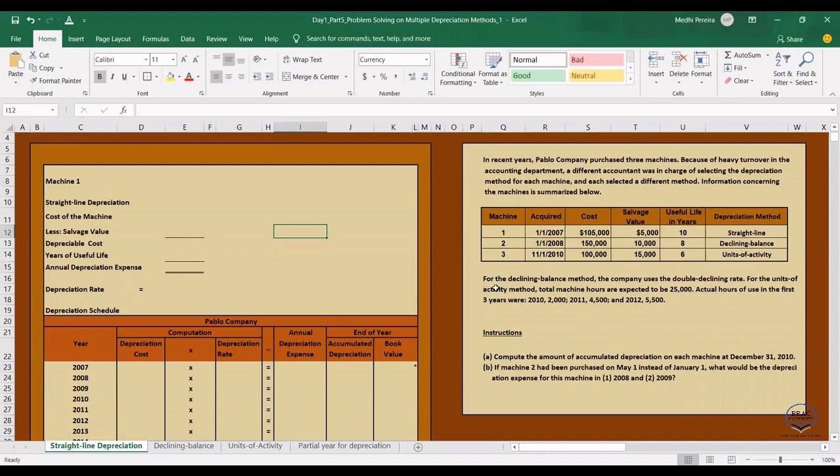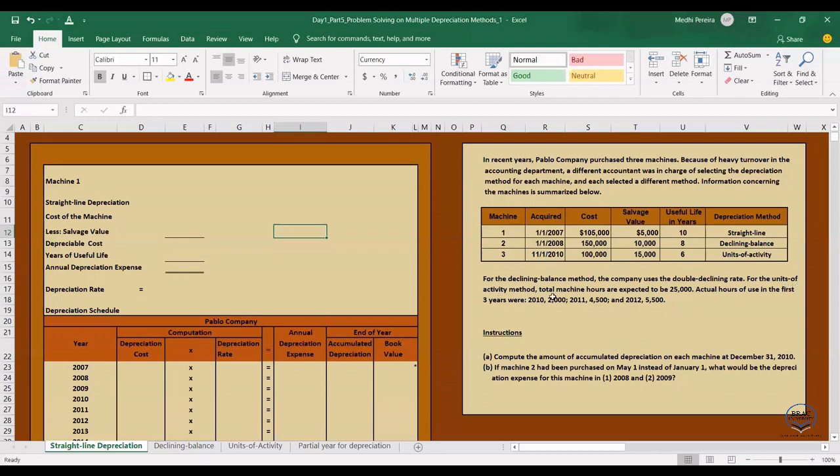There is some additional information given as well. It says that for the declining balance method, the company uses the double declining rate. So if you can remember, this means that whatever the straight line depreciation rate is, it must be doubled in order to get the double declining rate. So for machine 2, the depreciation rate should be double the depreciation rate of the straight line method.